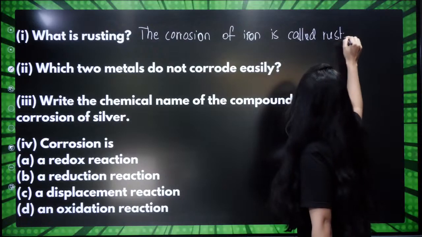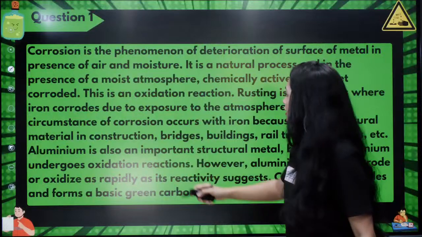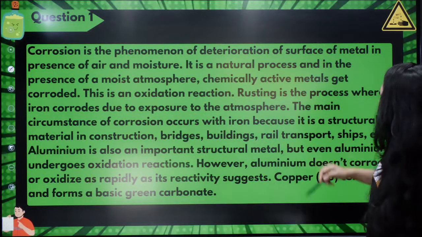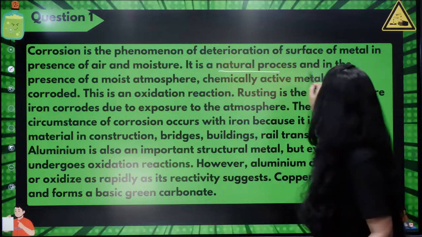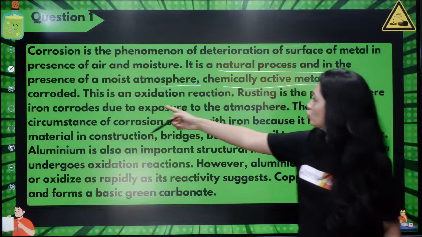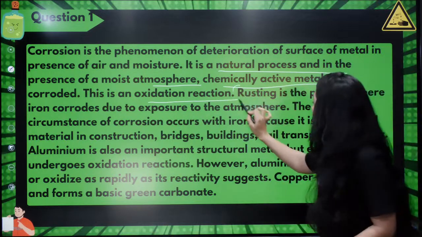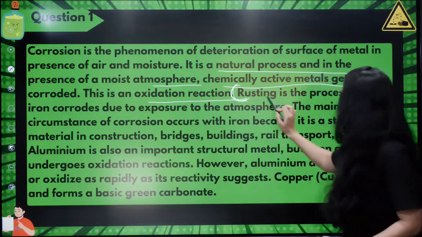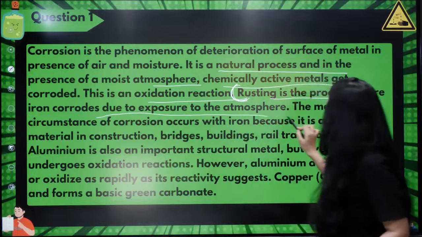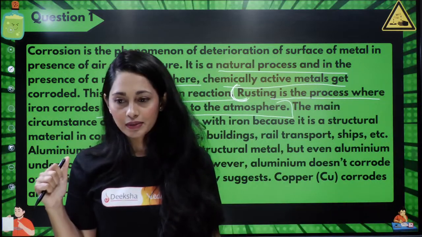You can even mention what is given in the paragraph. See here, what have they given here? What is corrosion, what is rusting they have given? It is a natural process and in presence of moist atmosphere, chemically active metals get corroded. It is an oxidation reaction. So see here, you need to write this: rusting is the process where iron corrodes due to exposure to the atmosphere. This must be the answer.